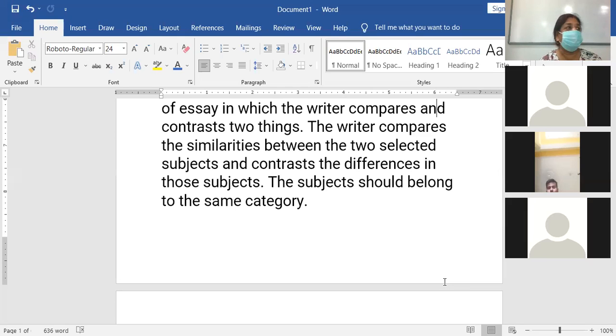Compare and contrast Dhoni and Virat Kohli. You do understand? The category should be the same. If you have read a novel like Merchant of Venice, compare and contrast Antonio and Shylock. Two characters have got to be compared. So first we are taking the comparing and the contrasting.